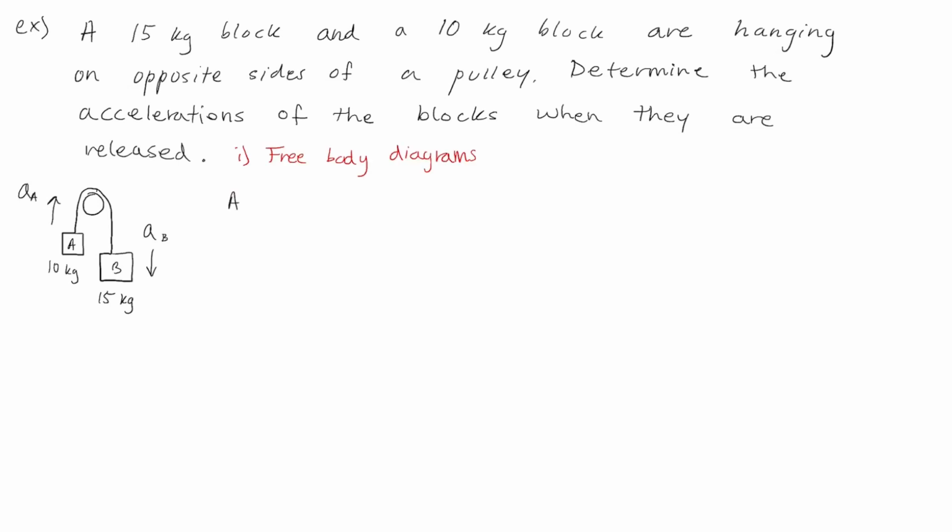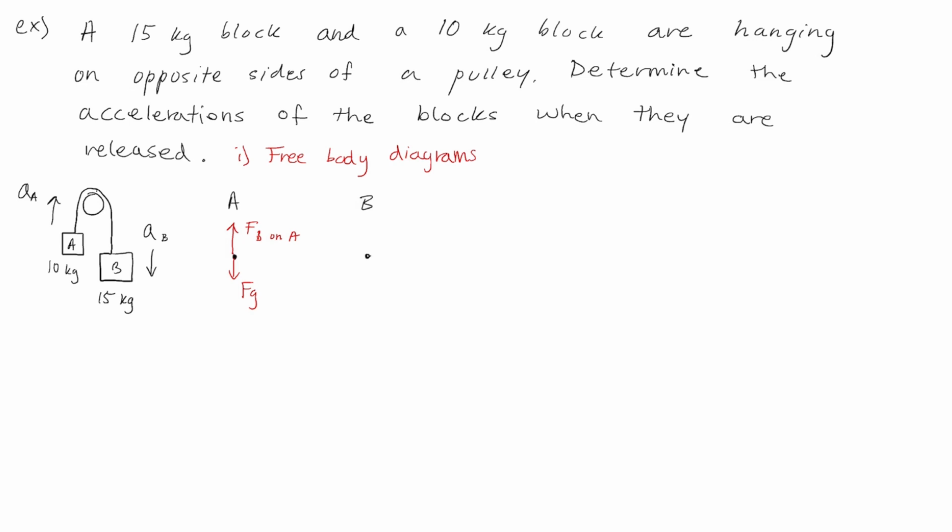The first thing you want to do is draw your free body diagrams. So we will have to do one for the block A and another for the block B. For block A, we know there's going to be the force of gravity pushing down on it. And then because it's connected to block B, there's going to be the force of B pulling on A.